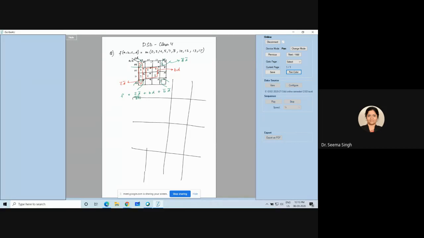Coming to BD. If you see, all the 4 ones taken care of by BD are taken care of by BD only, and these ones are not covered by any other group. So this also becomes an essential prime implicant. Coming to B bar D bar, there are 2 terms which have been taken care of by some other term, that is C bar D bar. But B bar D bar still has 2 and 10, which are covered only by B bar D bar. So this also becomes an EPI. So in this example, we have 3 EPIs and 0 PIs.